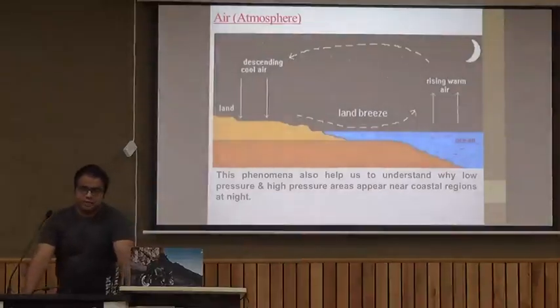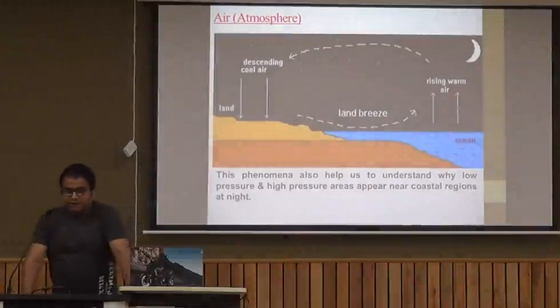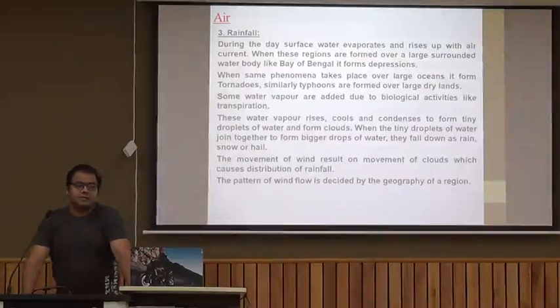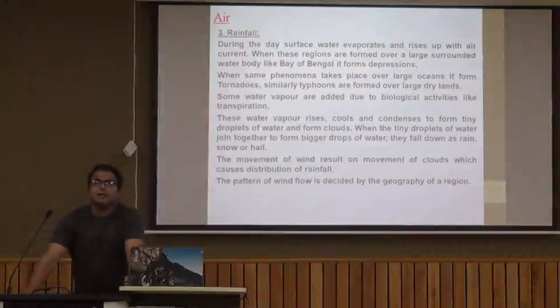Now this is a diagram to show how the low pressure and high pressure areas are formed during the sea breeze. You can see the movement of current which is from ocean to land, the rising warm air and the descending cool air from the top. In case of the land breeze, the diagram gets reversed.